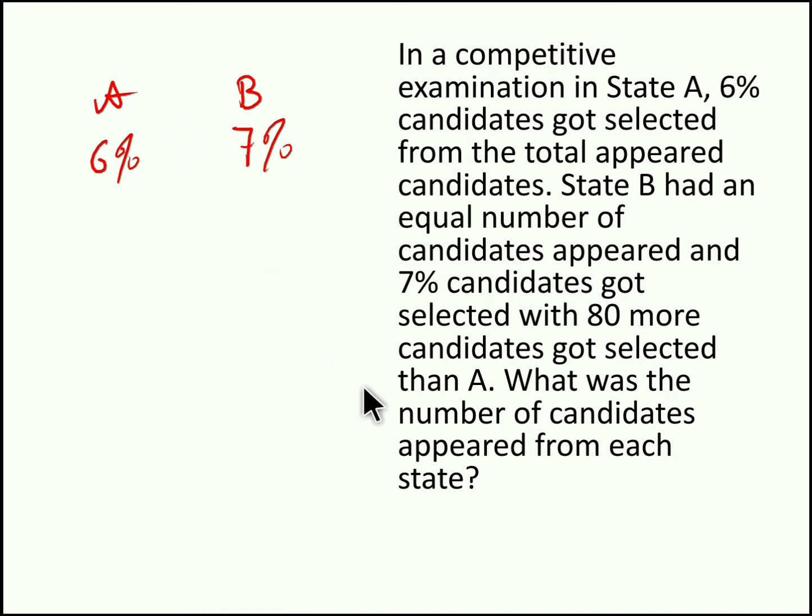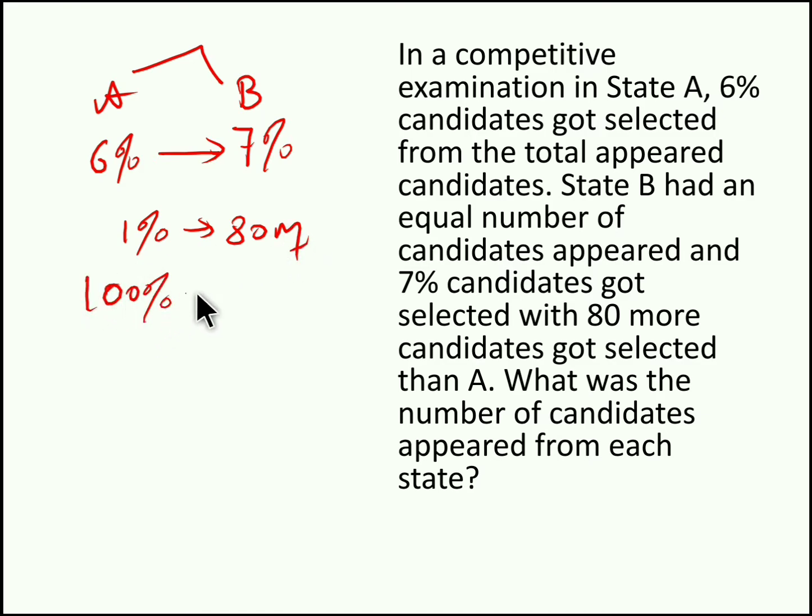Now in the question it is clearly given, State B got 80 more candidates selected compared to State A. So this 80 more candidates is nothing but the 1% difference, right? So this 1% is nothing but the 80 more candidates selected in State B compared to State A. So if 1% is 80 candidates, what is 100%? Because 100% is nothing but the total number of candidates appeared in State A as well as State B, right? So 100% is 8,000. So 8,000 is the total number of candidates appeared in State A as well as in State B. So 8,000 becomes our answer. Hope you understood the problem, right? Moving to our seventh question.